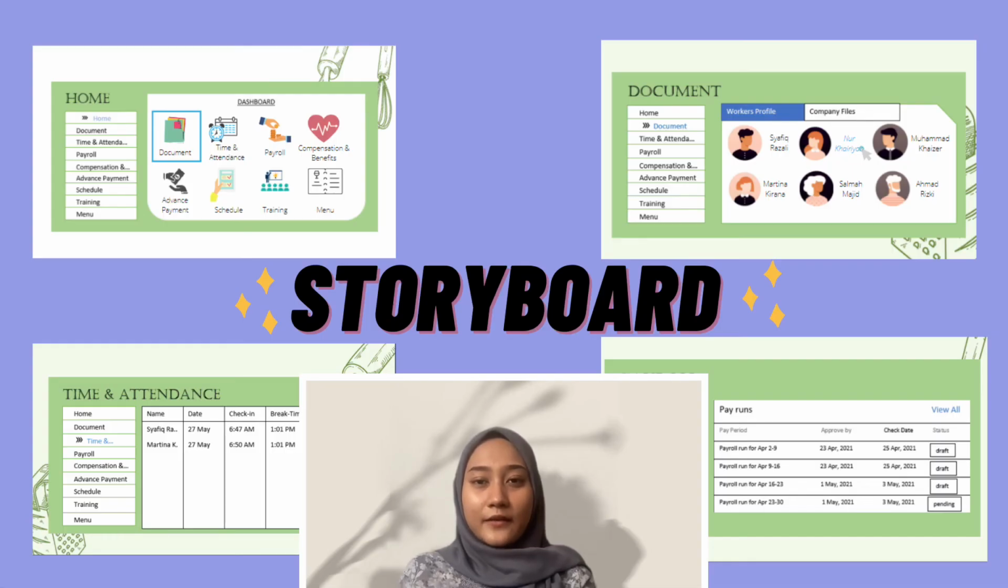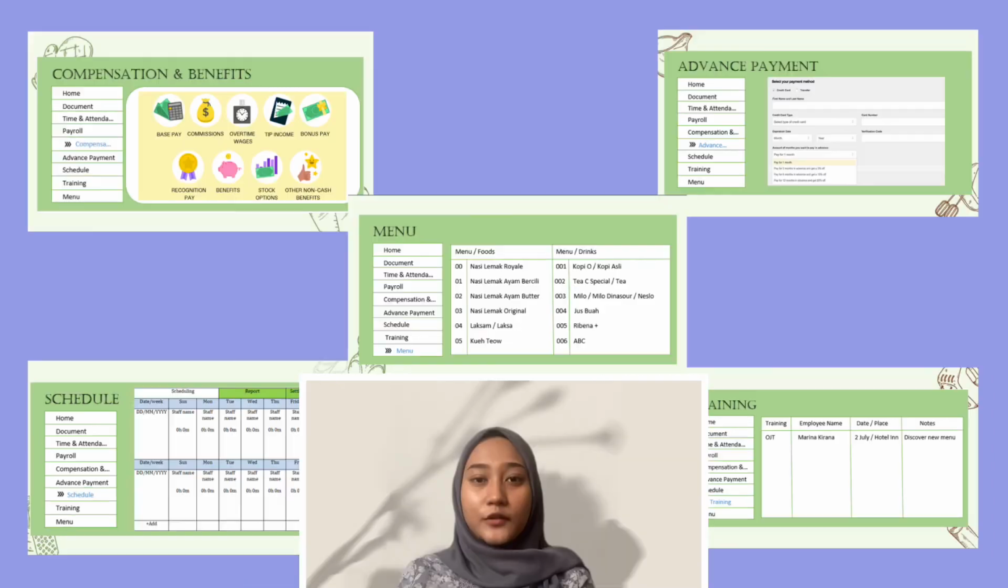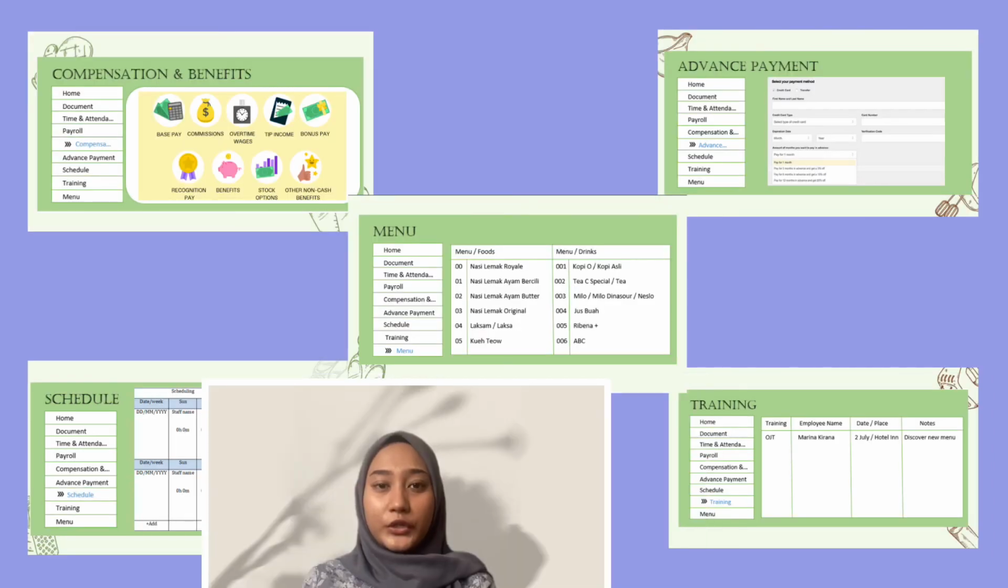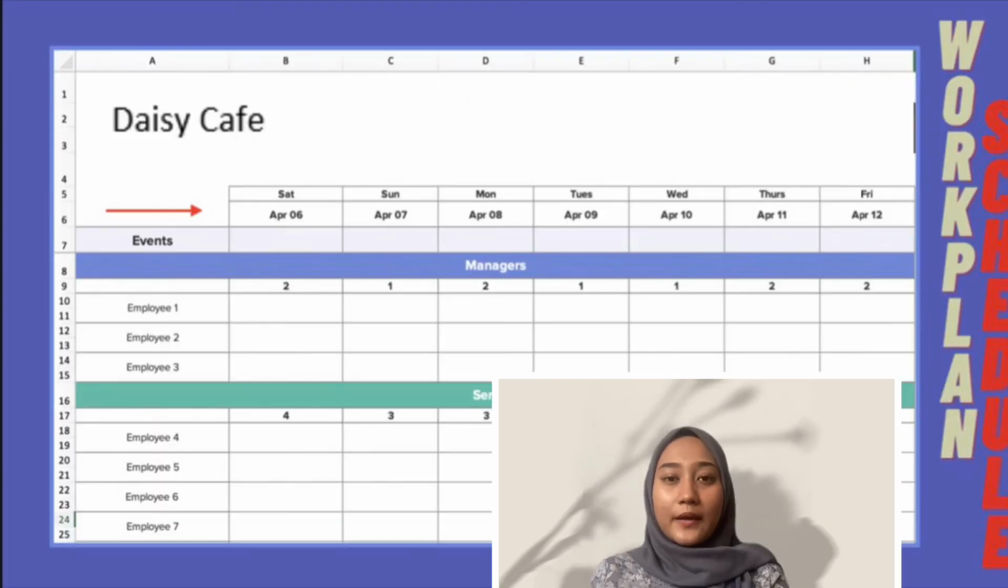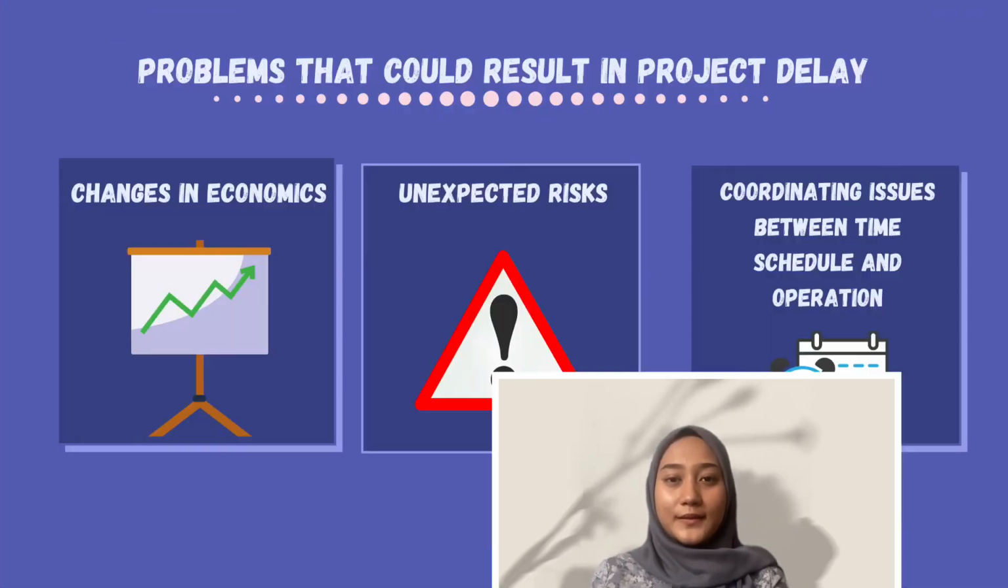Next is the example of our storyboard. There are home, document, time and attendance, payroll, compensation and benefits, advance payment, schedule, training, and menu. And this is probably the work plan schedule for our company.